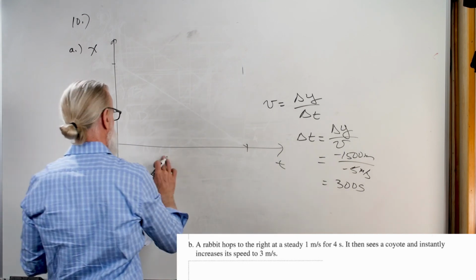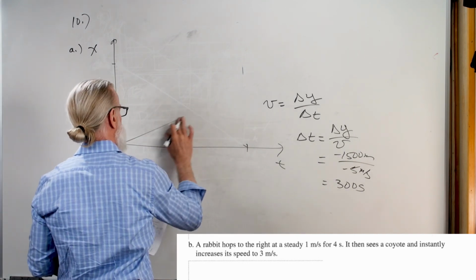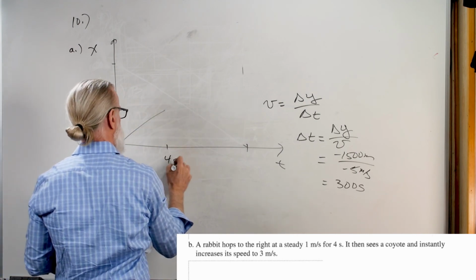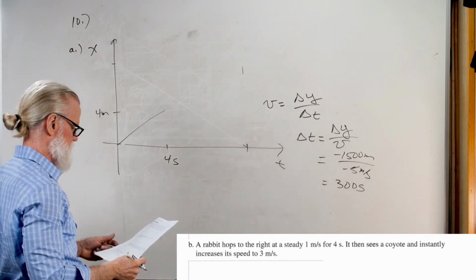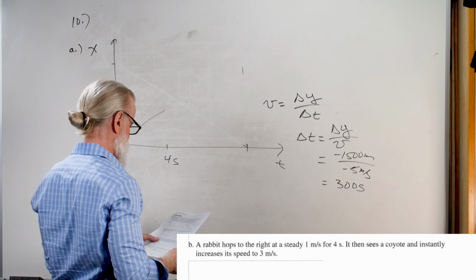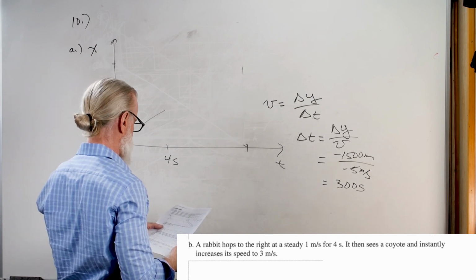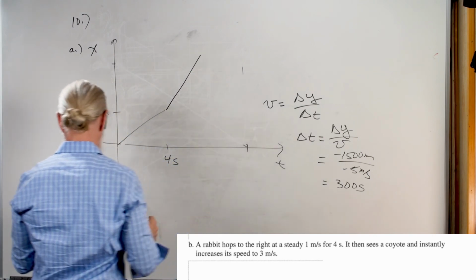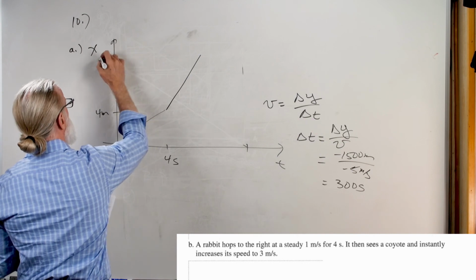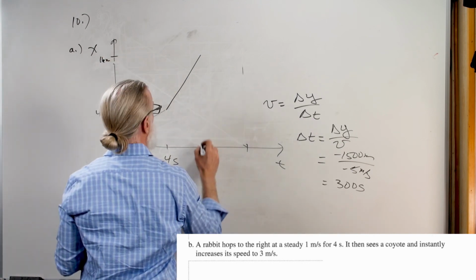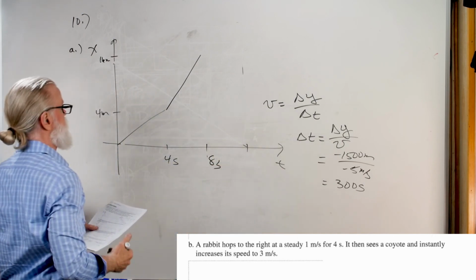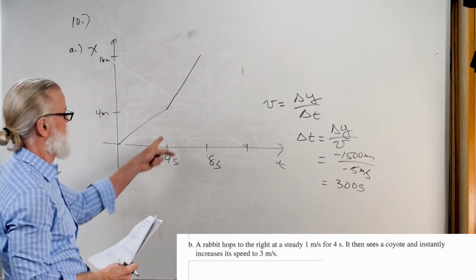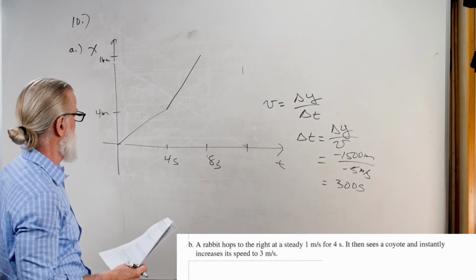All right, so for 4 seconds, she's going 1 meter per second. So she goes 4 meters in 4 seconds. There's 1 meter per second, hopping along, and then sees a coyote and instantly increases to 3 meters per second. So she's going to go faster. I think this would get down to 16 meters, and this would be 8 seconds. That would give me a speed of 3 meters per second, I believe. Why don't you check that out? You can find that speed there.